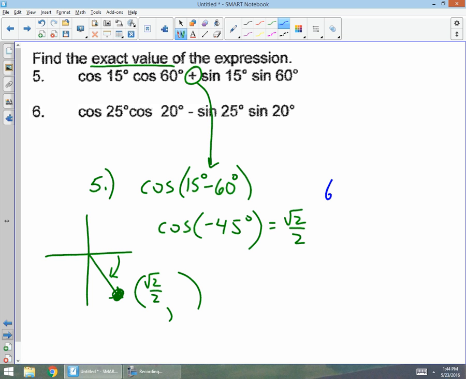For question 6, I want you to take a 15-second head start here. 25, 20, and it has a subtraction sign in a cosine question.